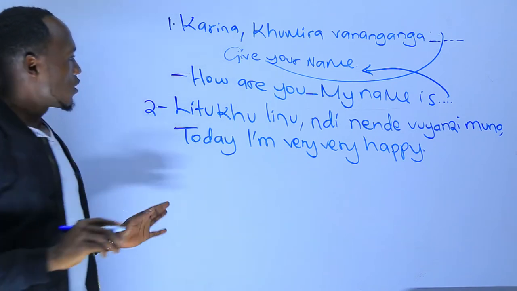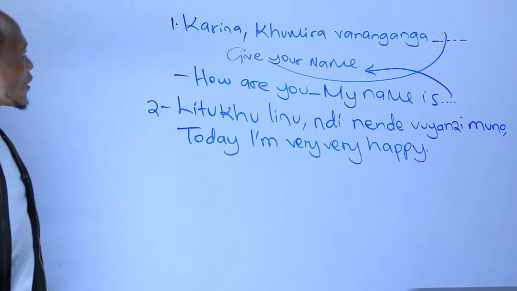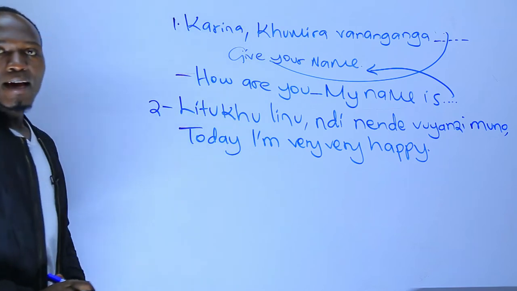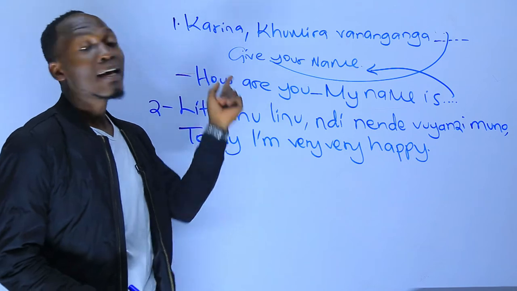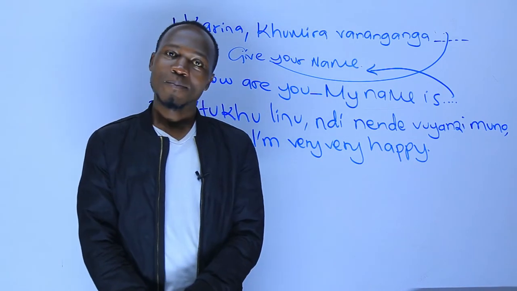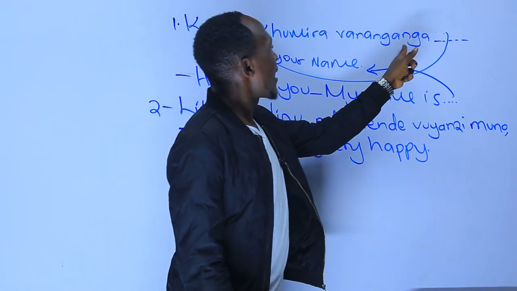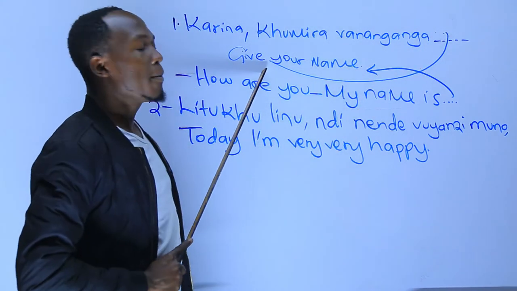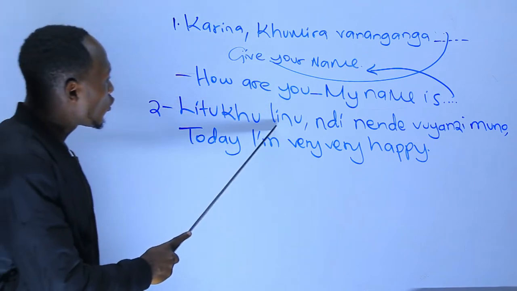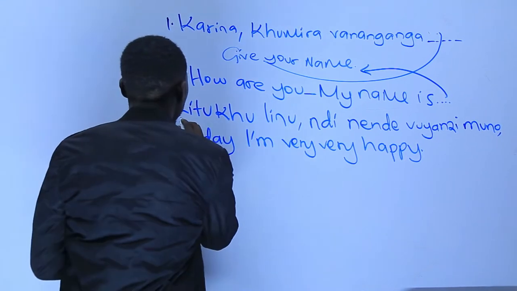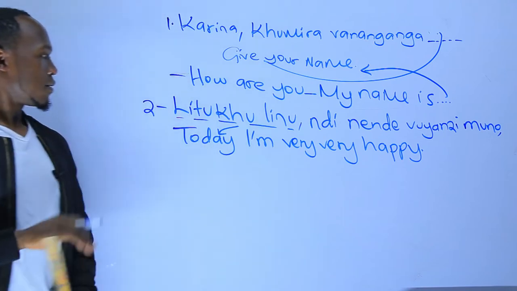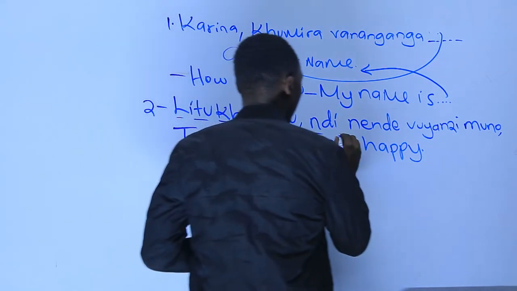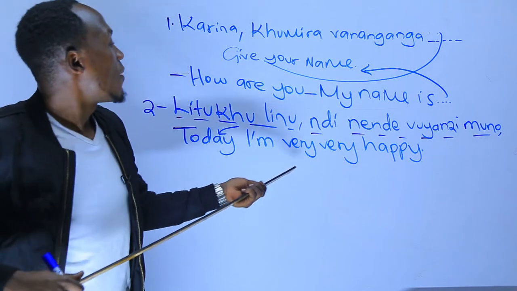After introducing yourself, then number two, a short speech. So, Karina. Then the congregation will respond by saying, Malai mono. After you have greeted them, then next you say, Humira Vananganga Nikki, then you mention your name. After that, a short speech. Litoho leno means today. Dinende voyanzi means I am very, very happy.